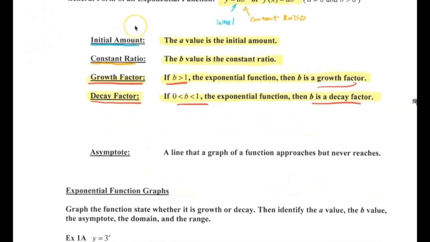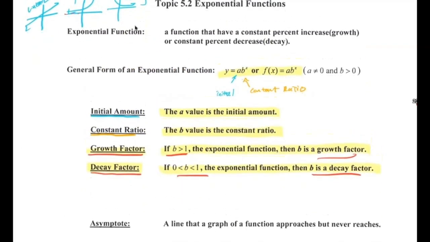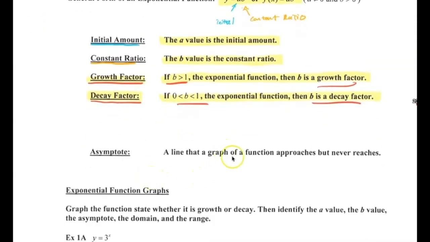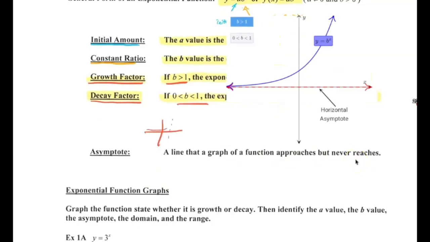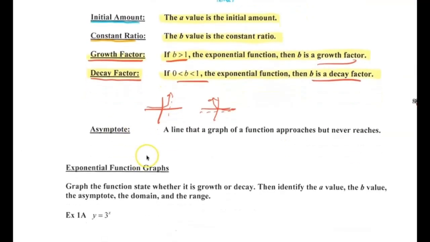And an asymptote, we'll see these on graphs. That's a line you get close to but cannot cross. That's all an asymptote is. An asymptote is a line that the graph of a function approaches but never reaches. When you see an asymptote, it's a line you can never go past. It's a little more complicated than that, but in general, an asymptote is a line you're going to get close to but never pass.